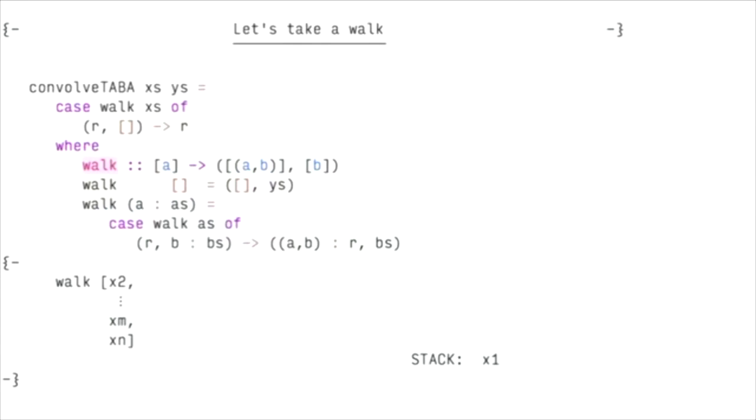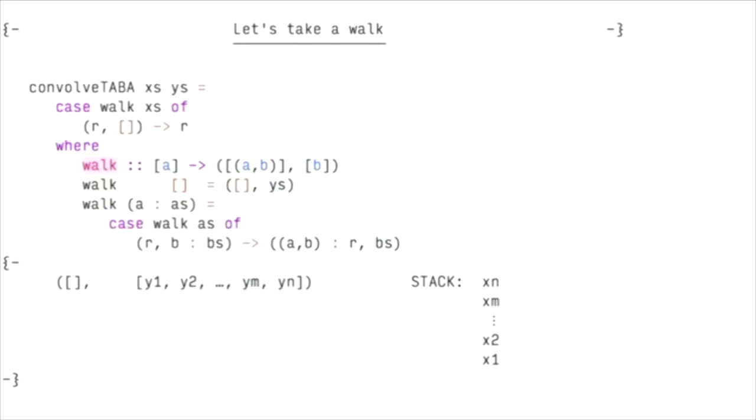And then as we come down through this case, we have walk of a's is case walk a's, and then walk a's is going to split, and we go down and down and down before we can do any of this. So we just sort of read the initial list until we hit the nil case. So our stack contains all of the elements that were originally in x's, but notably in reverse order. And of course, that's because it's a stack. And we're going to make use of that in just a second.